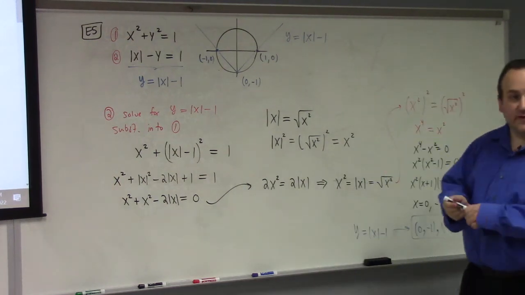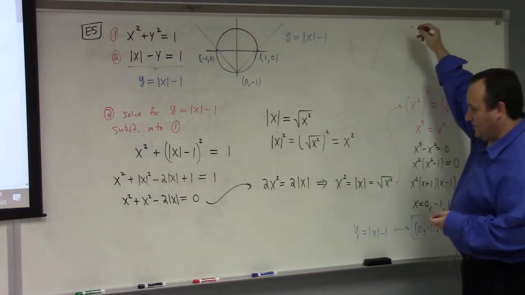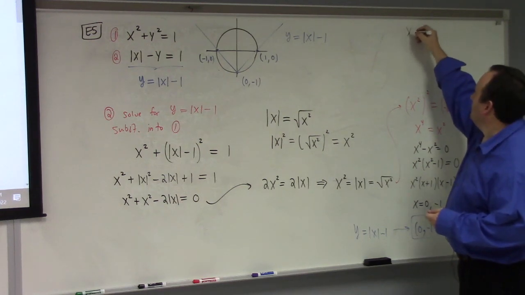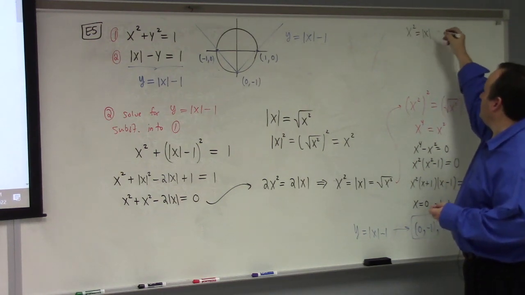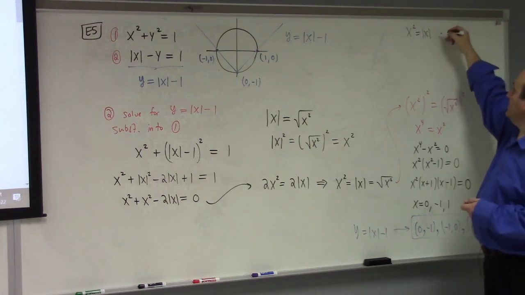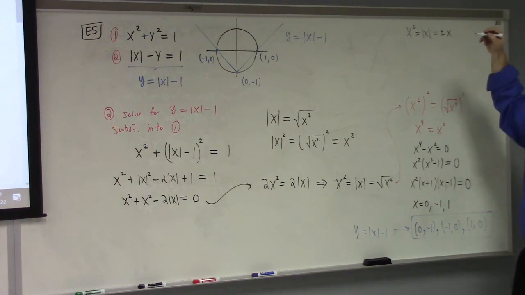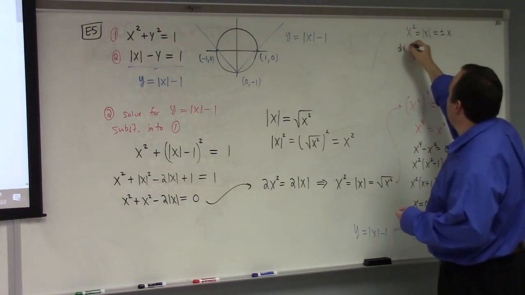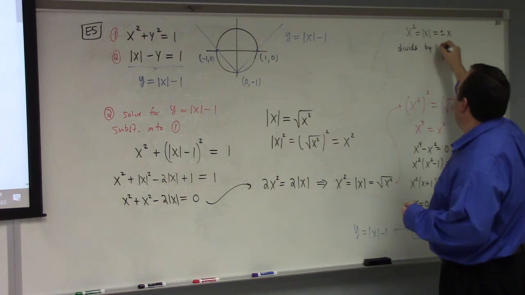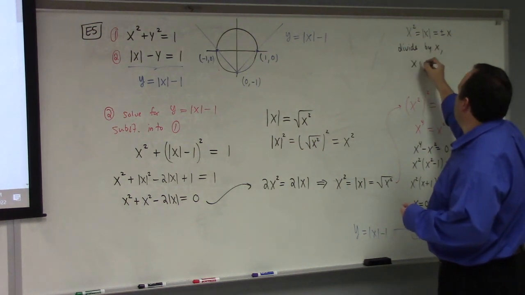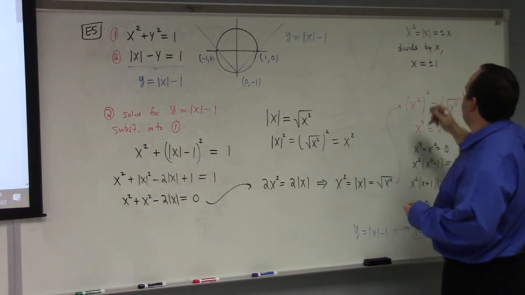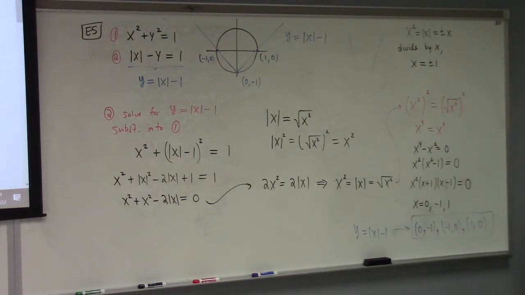So the other way you could have thought through it is this, okay? If we have x squared equals the absolute value of x, right? Then that means it's plus or minus x, right? So if we divide by x, that gives us x equals plus or minus 1. What happens when you divide by x, though? What are you losing when you do that? When can you not divide by x? When x equals what?